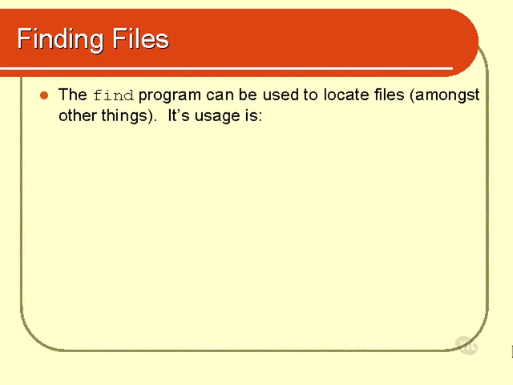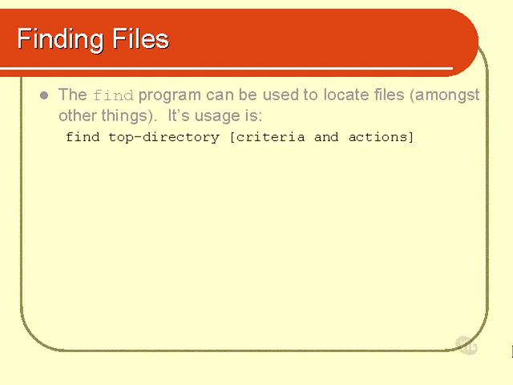Anyway, its usage is, in general, you type in find, then you specify the name of the directory in which you want to search for the files. Now, what will happen is find will look in that directory, and then it will look in all subdirectories, and then in all subdirectories of those directories, and so on and so on. It will look down the entire subtree, down the entire branch.